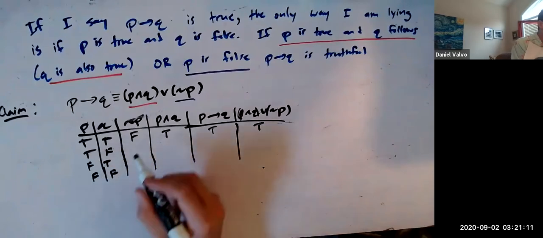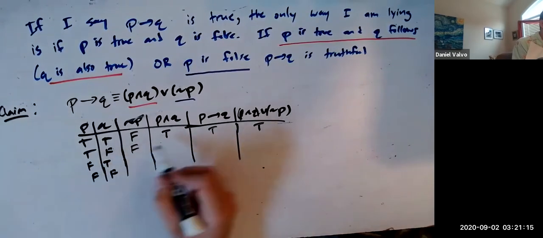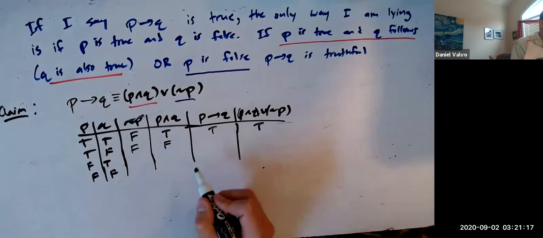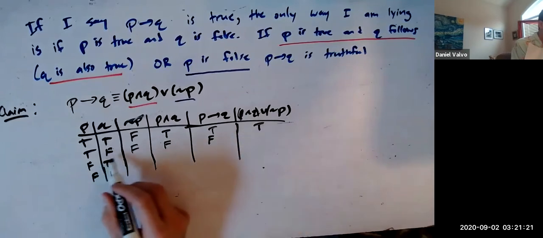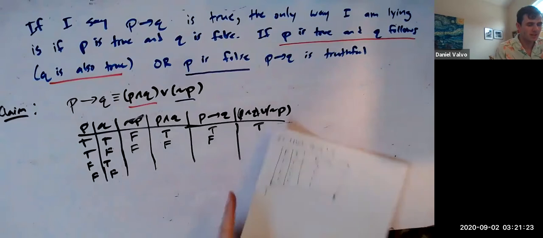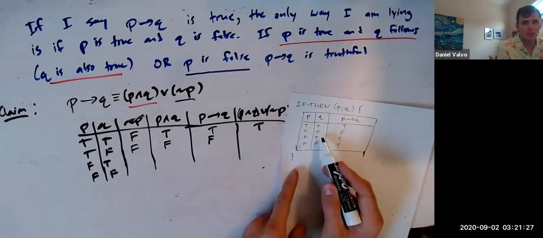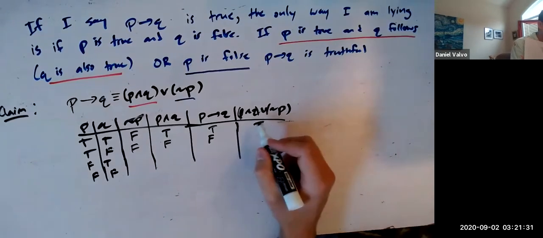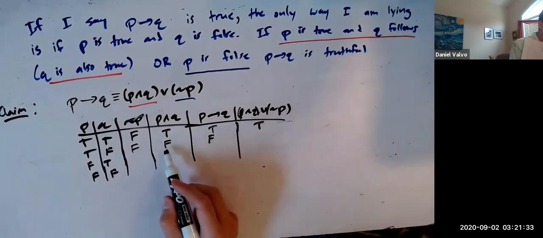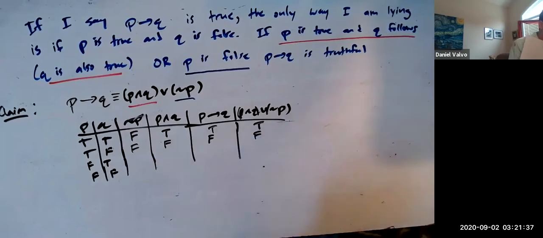In the case where P is true and Q is false, not P is false. P and Q, in this case, is false because they're not both true. P implies Q is false. This is the only way P implies Q is considered false, in the case where P is true and Q is false, because P happened, but then Q did not happen. And then P and Q or not P, well, they're both false. Not a single one of them is true, so this is false.